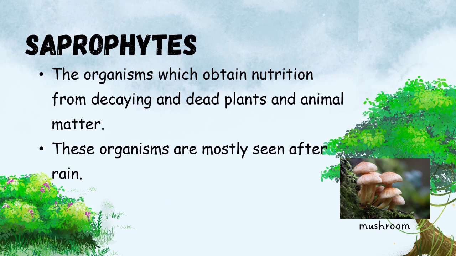Saprophytes. The organisms which obtain nutrition from decaying and dead plant and animal matter. These organisms are mostly seen after rain. Here, the organisms that feed on dead and rotting plant and animal waste are known as saprophytes. The majority of these species are seen after rain.